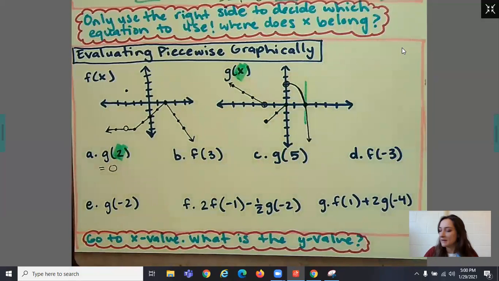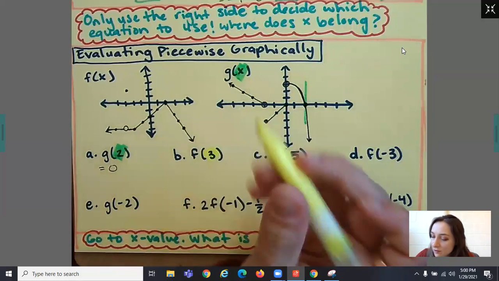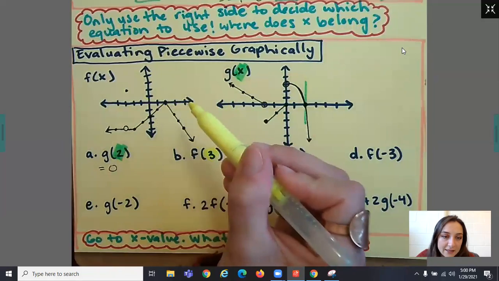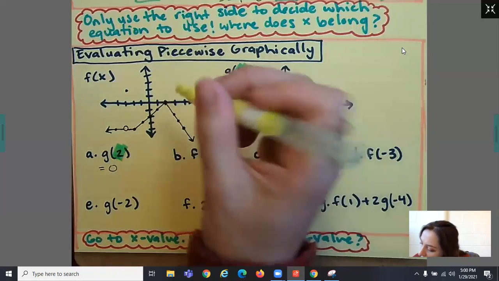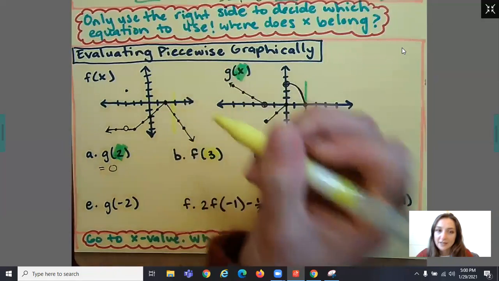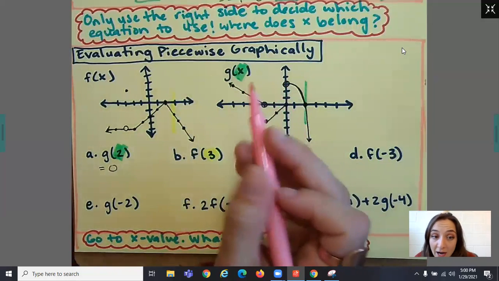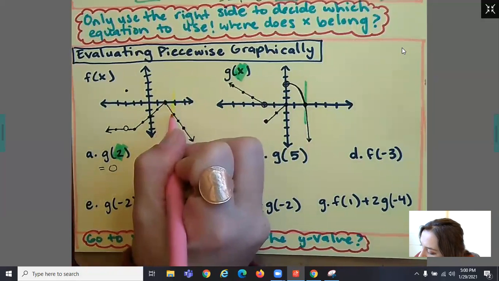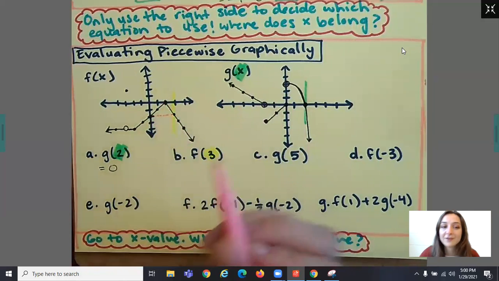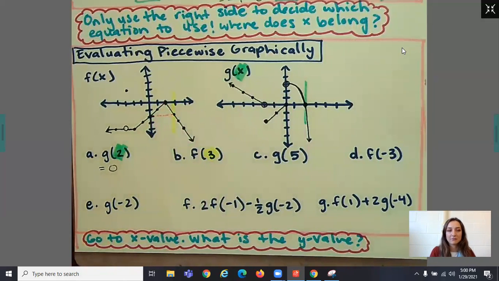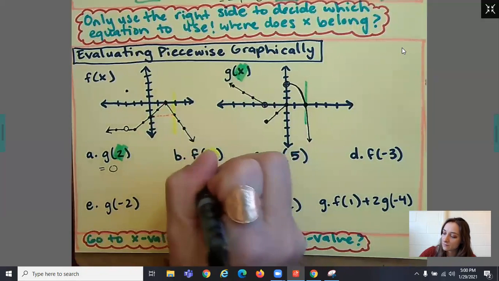All right, let's look at F of 3. So I'm going to go to 3 on my X axis. 1, 2, 3. I'm going to draw a line going straight down. And whatever point I hit right there, I'm going to write down the Y value. So here at 3, I have the Y value of -2. So my answer to F of 3 is -2.